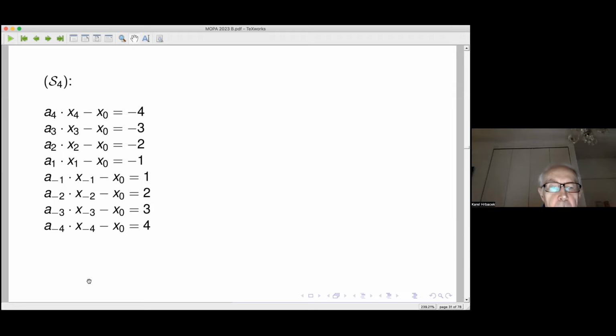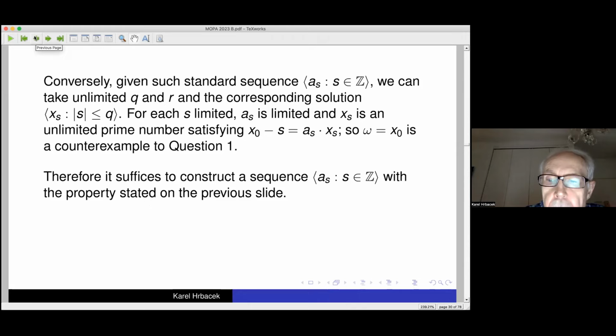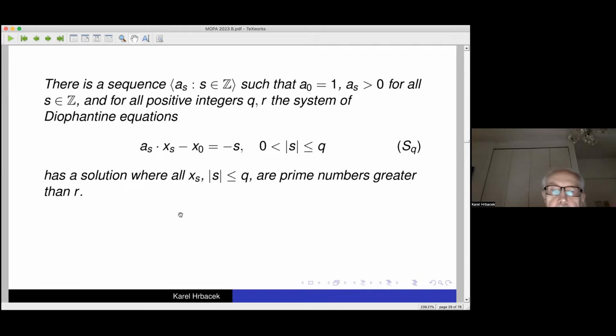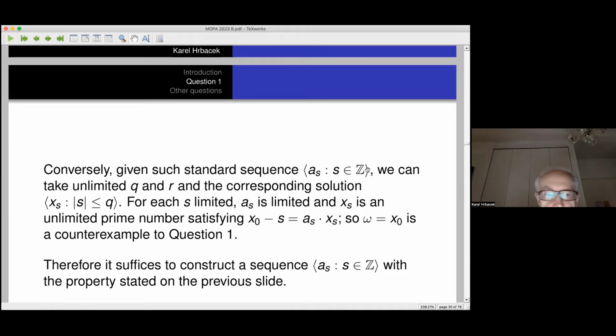So this is, of course, a well-known general fact. Oh, but maybe I jumped ahead. I should also say that conversely, if this standard statement is true, then there is a counterexample, because if we have a standard sequence with this property, then by transfer, we can take unlimited Q and R for which this system has a solution, and in this solution, all the values will be prime. So all the x sub s will then be unlimited prime numbers, and a sub s is limited because the sequence a sub s is standard and if s is limited, then a sub s is limited. So we have a counterexample.